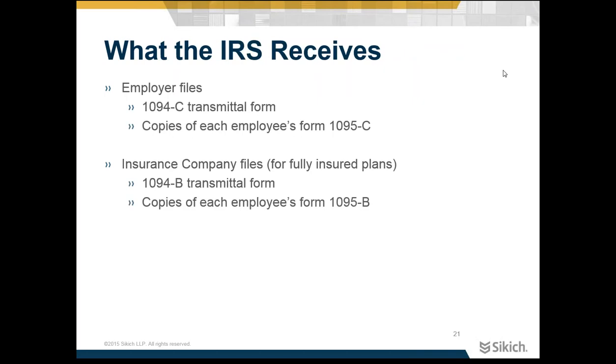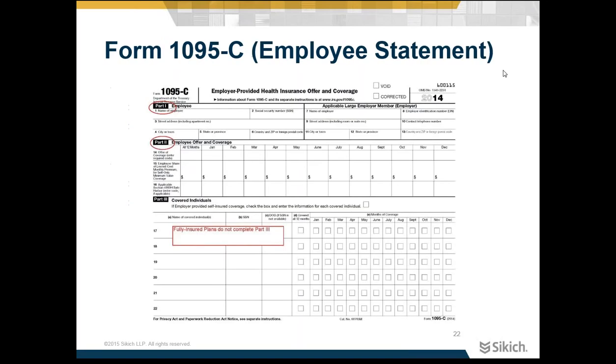Thanks, Joy. So the IRS will also receive some information as a part of the process. The employer will file the 1094-C transmittal form, as well as copies of each employee's Form 1095-C. And then the insurance company is going to file with the IRS for those fully insured plans the 1094-B transmittal form, and then the 1095-B copies of each employee's form. So the IRS is going to have all that information available.